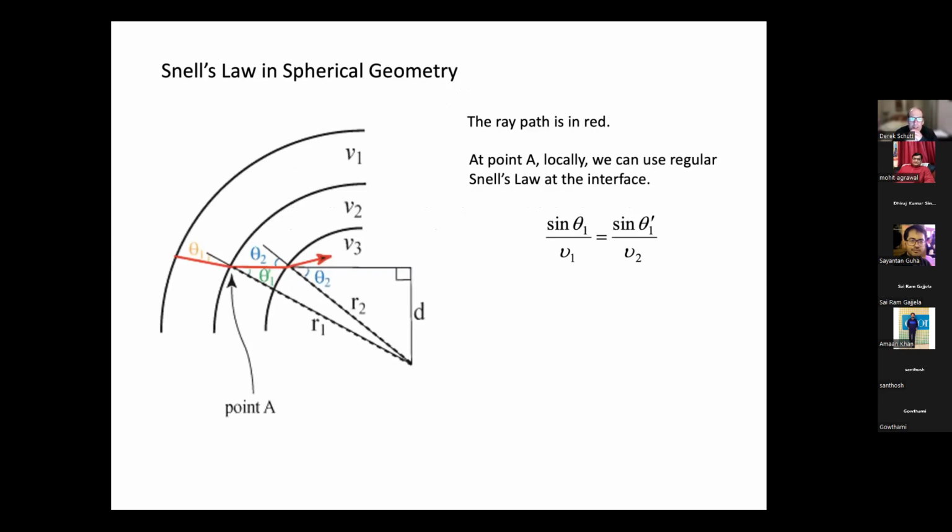So for instance, Snell's law in spherical geometry: if I consider a ray path in red, at point A we can use Snell's law. So sine of theta 1 over V1 equals sine of theta 1 prime over V2.